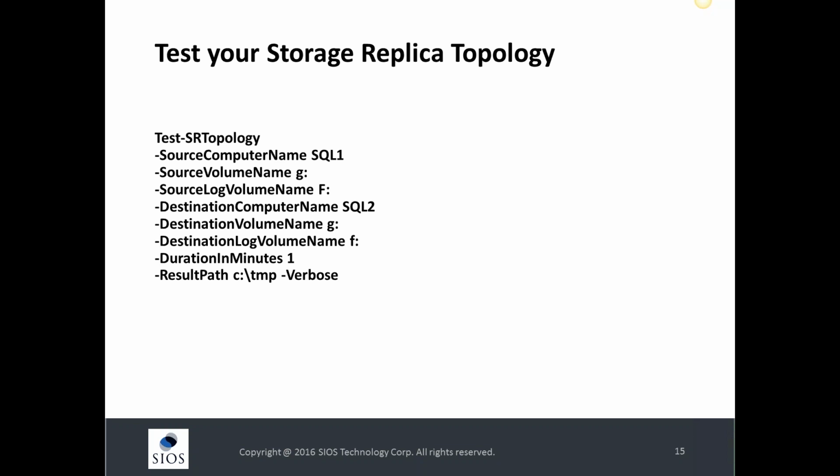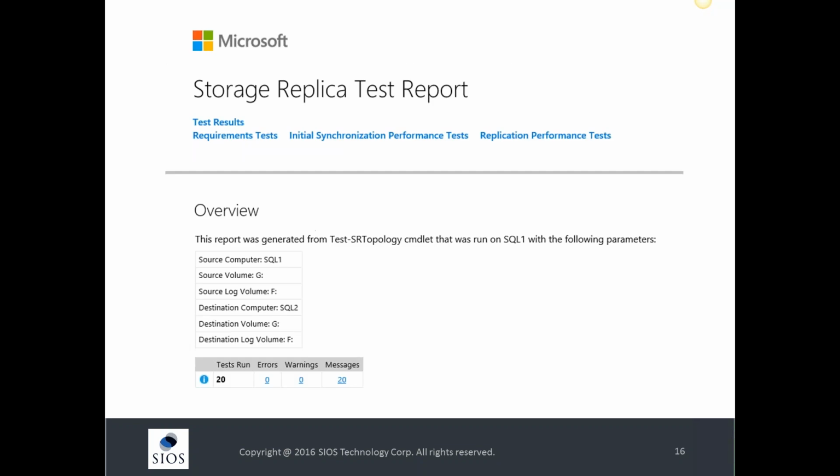So you have to designate a volume that's going to be replicated and another volume that's going to be used for the log file. And the same on the destination computer. You need a volume that has the same size as the source, and you need a log volume on the destination as well. In this scenario, I was running the test for 1 minute and storing the verbose results in the directory there. When we ran that test, the output looks like this.